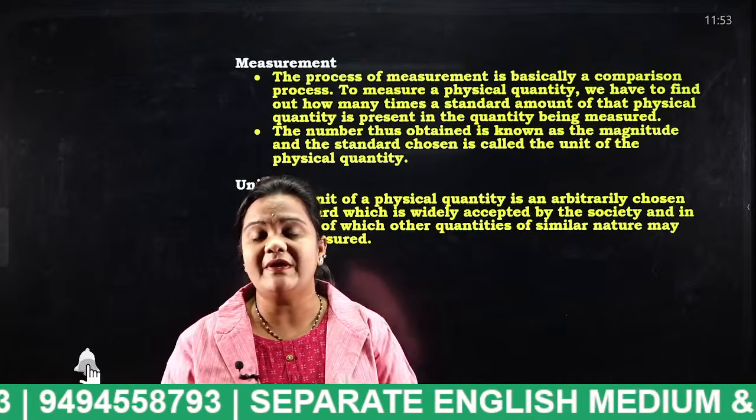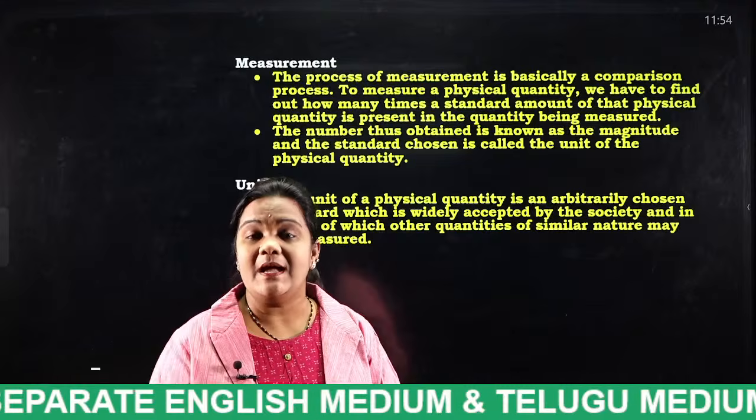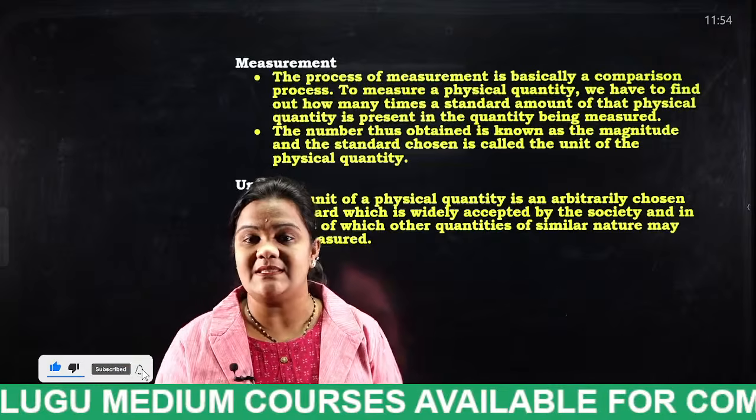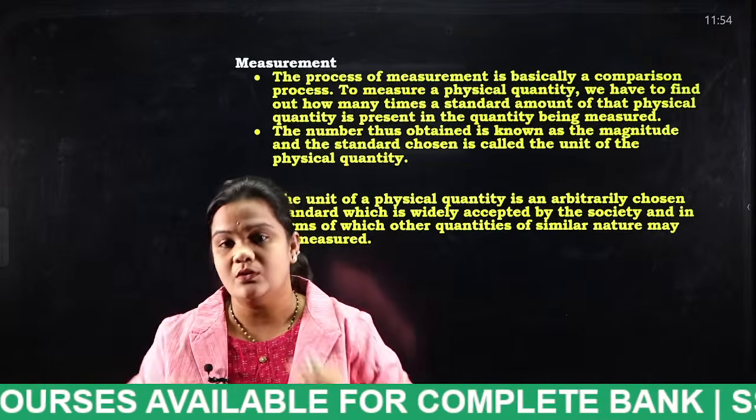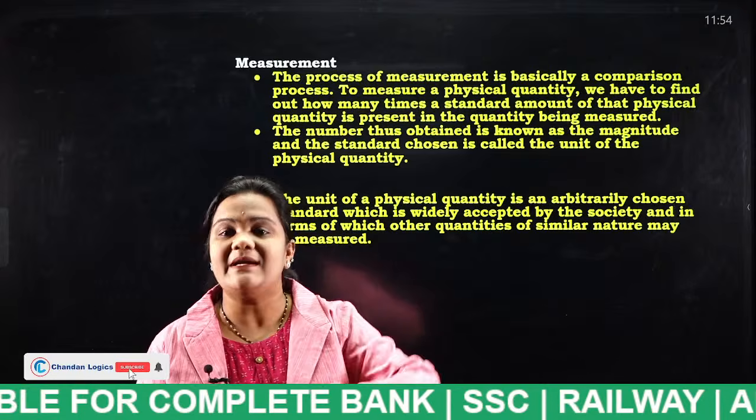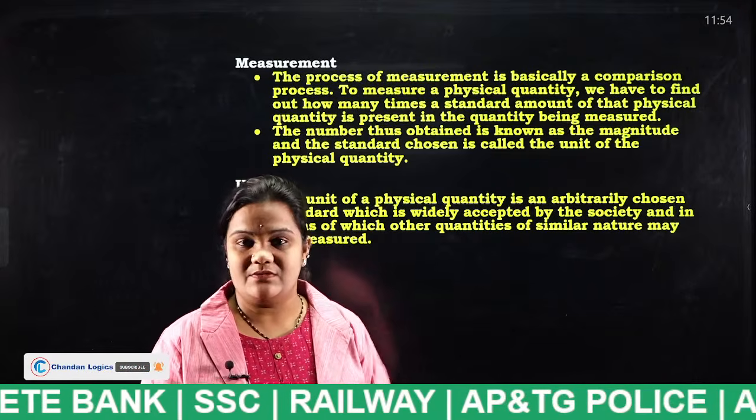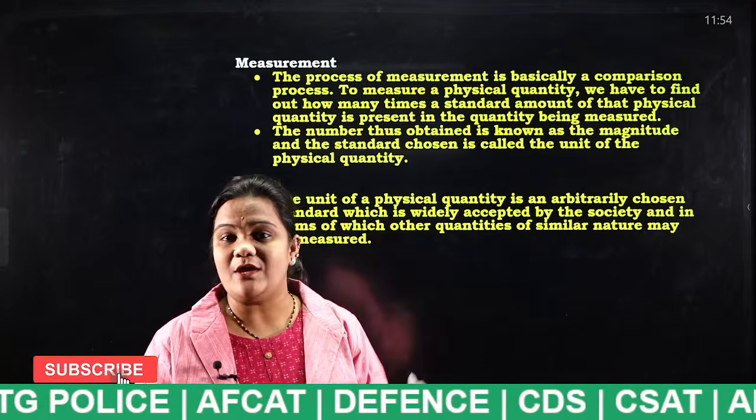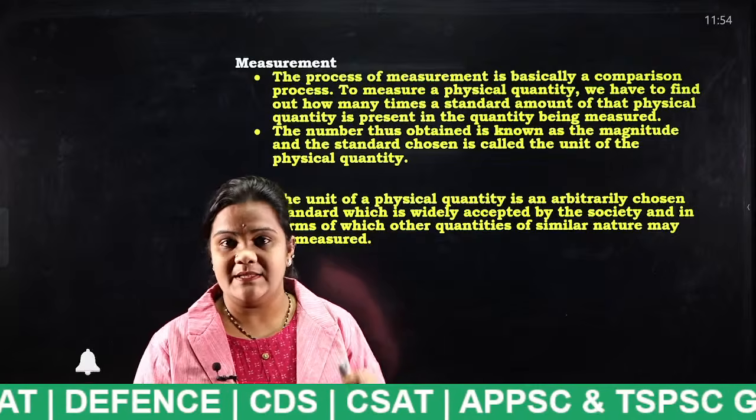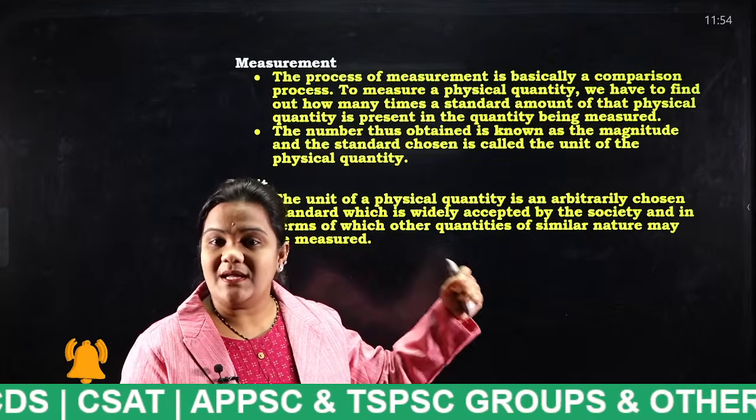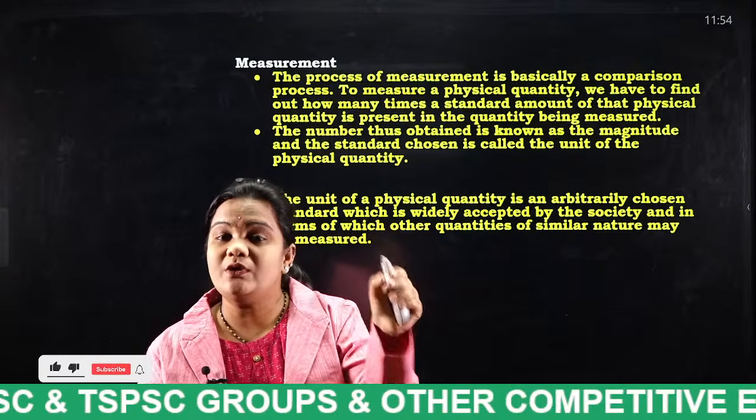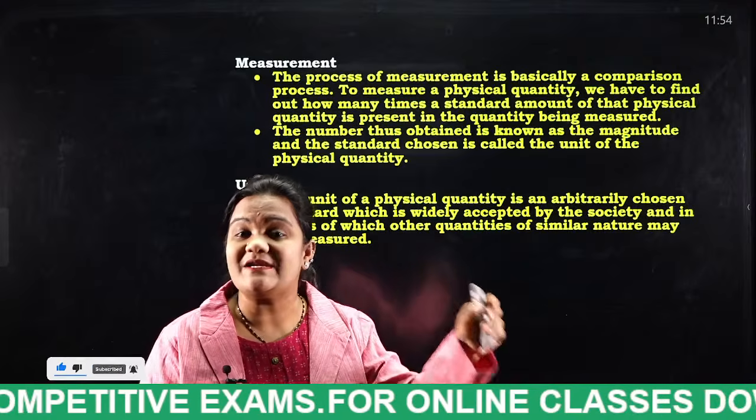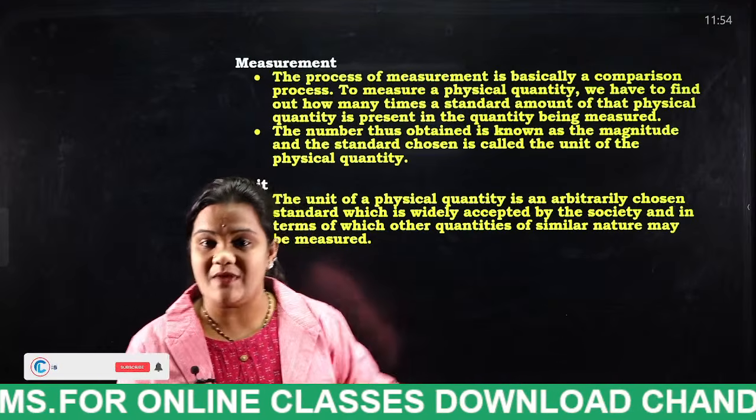In simple terms, measurement is nothing but numerical value into unit. For example, my height is 5.2 feet. That 5.2 is the numerical value and feet is the unit. Numerical value into unit is known as measurement. It is also said to be a comparison process. That is what we have to remember.